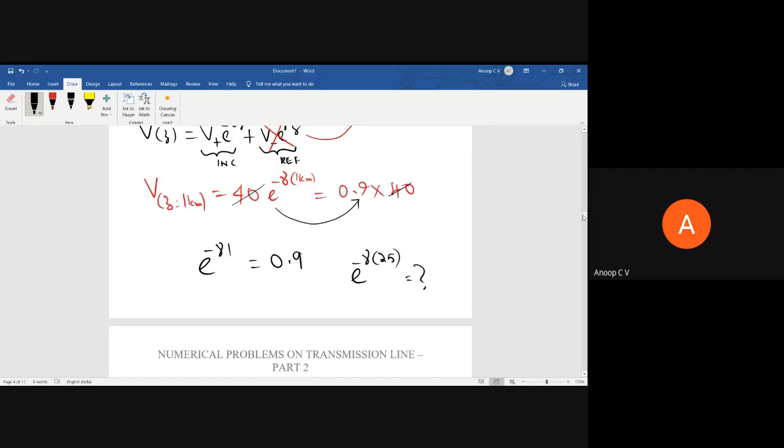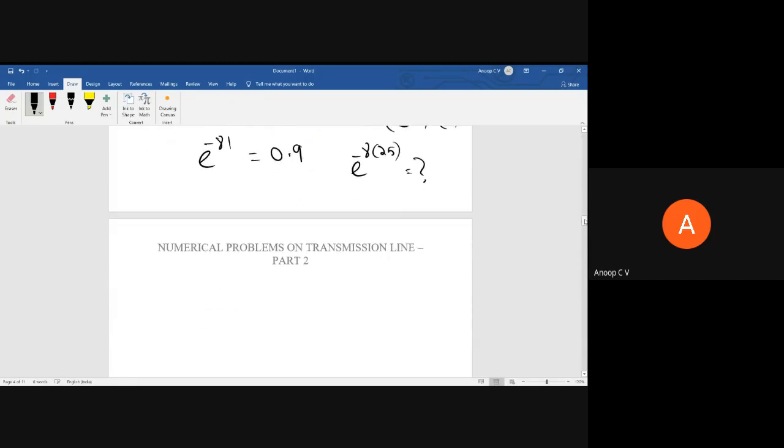What is that? It is nothing but, using the principle e power x to the whole power y is e power x times y. So e power minus gamma times 25 is equal to e power minus gamma whole power 25. That is nothing but 0.9 to the power 25.